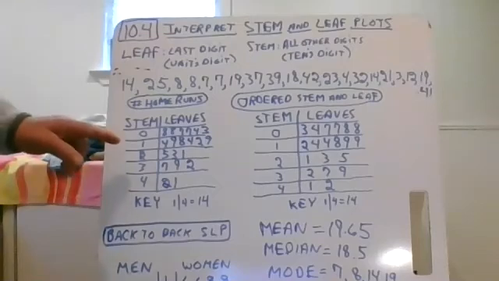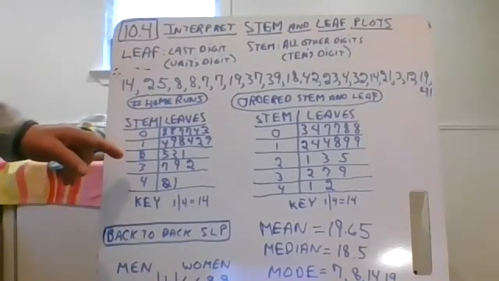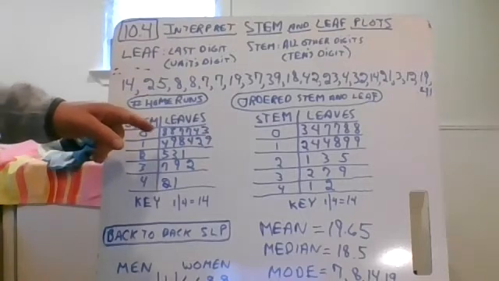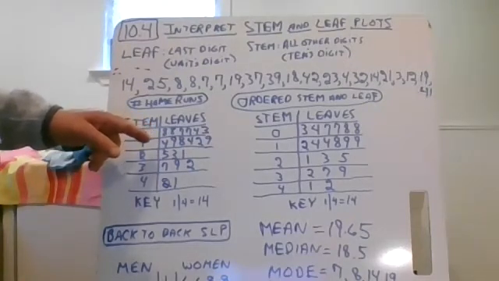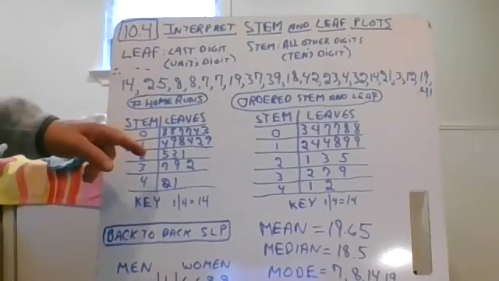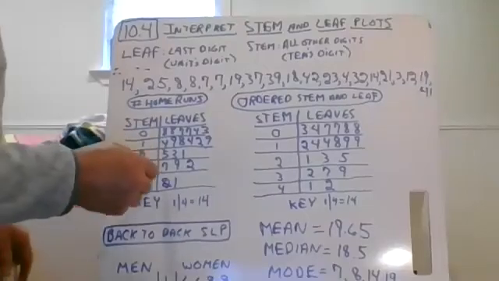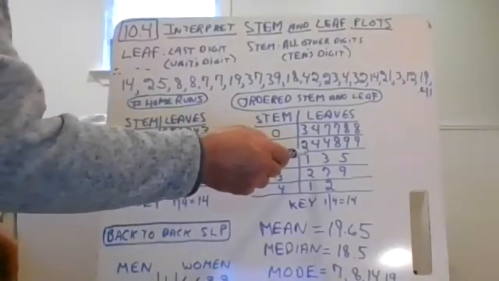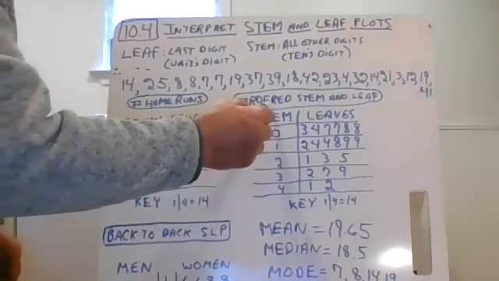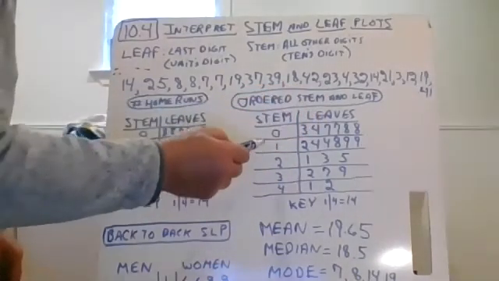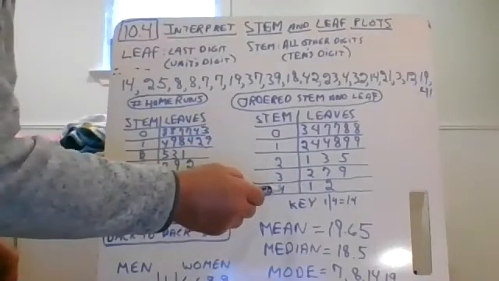Now, the problem with this stem and leaf plot is that it's not ordered. The numbers aren't in numerical order. And if you wanted to compute a median, you need the numbers listed in numerical order. So what we do from this stem and leaf plot is create this stem and leaf plot. This is called an ordered stem and leaf plot. So your stems again are 0 to 4.